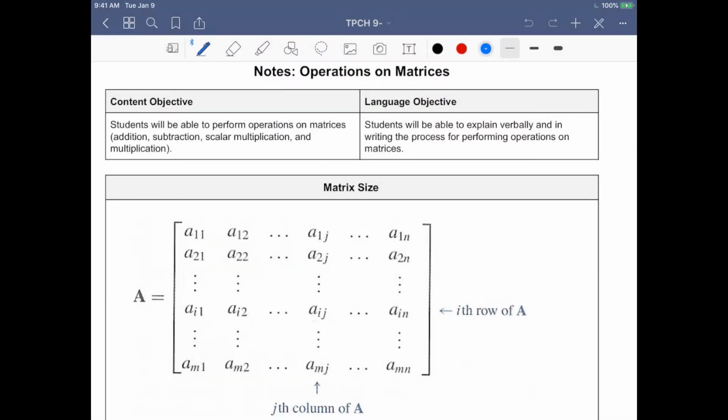Welcome to our notes on operations on matrices. Students will be able to perform operations on matrices such as addition, subtraction, scalar multiplication, and multiplication.